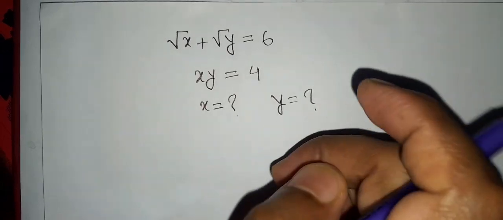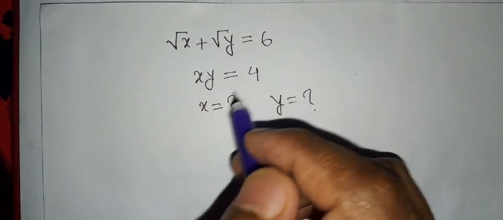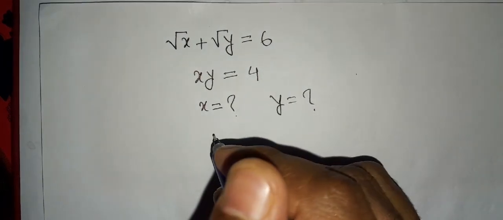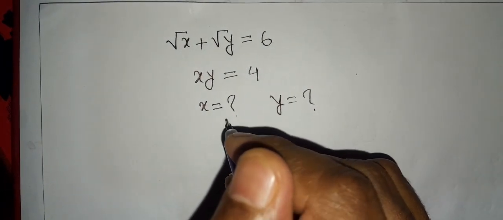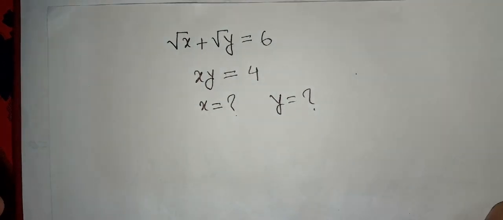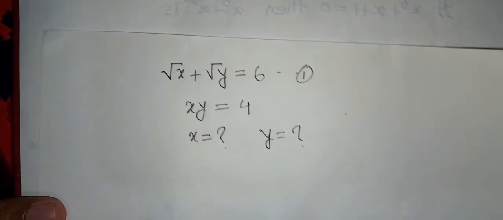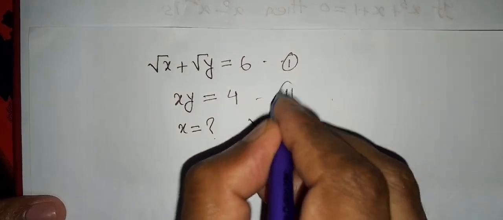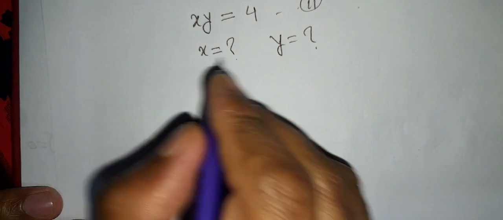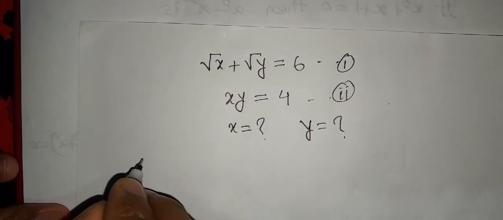Today we will solve an equation. Given that root over x plus root over y equals 6 and xy equals 4, find the value of x and y. Let's start here. It is equation number 1 and this is equation number 2. Squaring equation 1, we can write here.